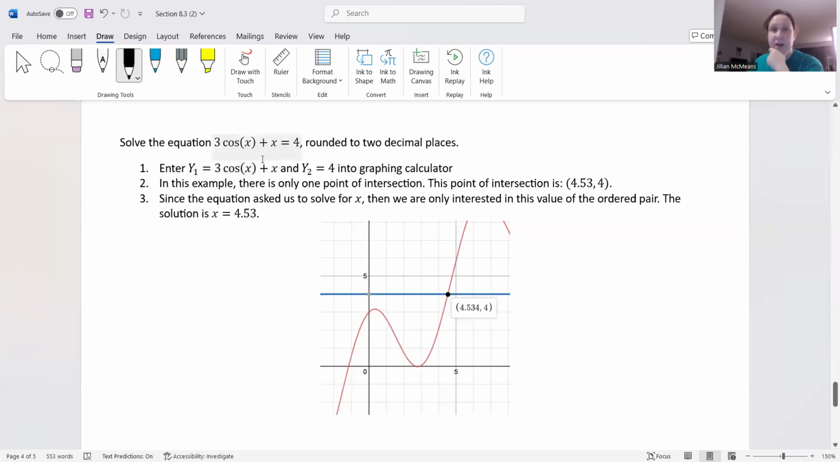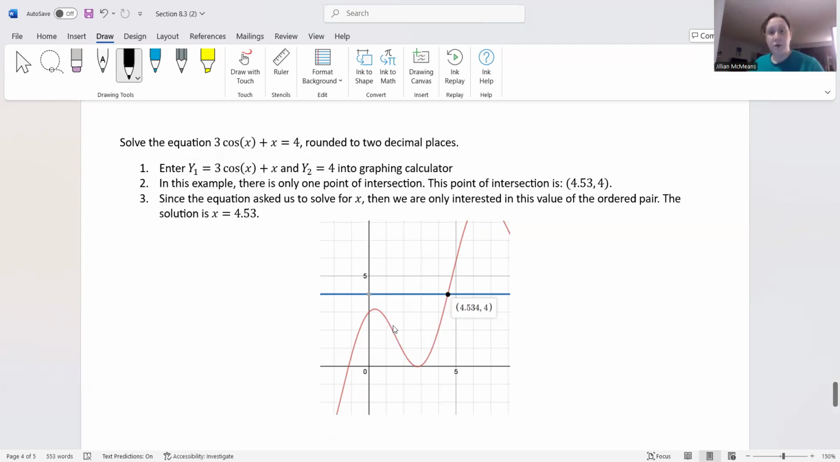We have 3 times cosine x plus x equals 4. So we've got this extra x here that's mixing the algebra with the trigonometry, okay? And we want to solve this rounded to 2 decimal places. Well, essentially we get this graph right here and we want to look for where two things intersect. So let's talk about this first on Desmos, okay?